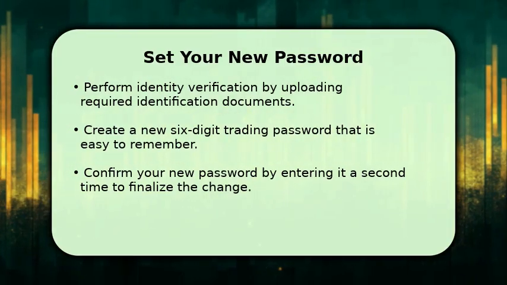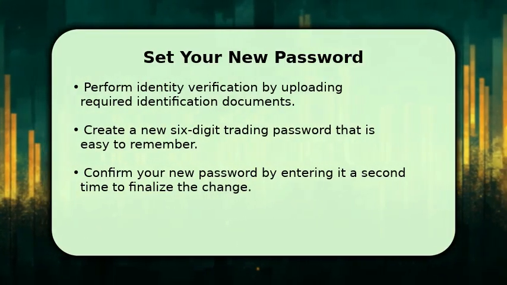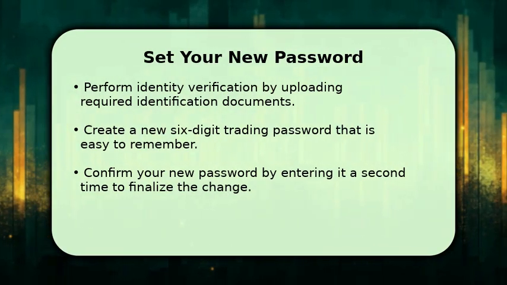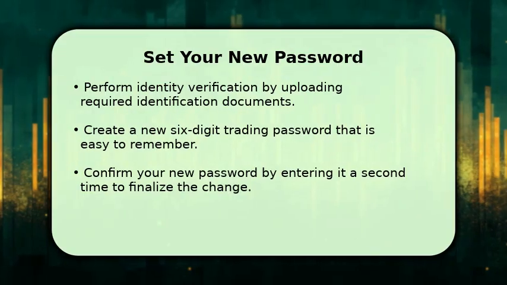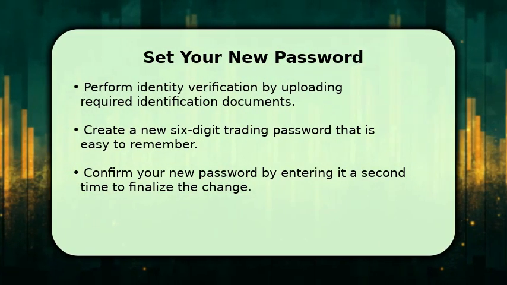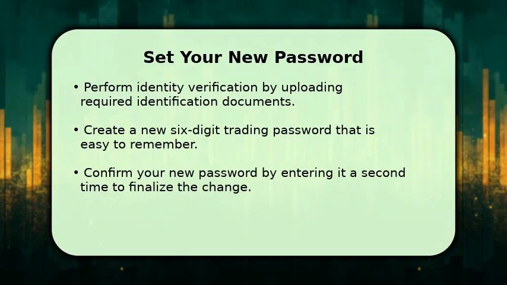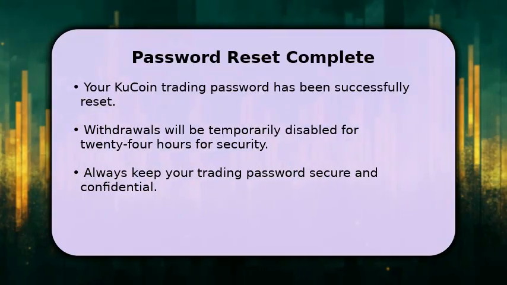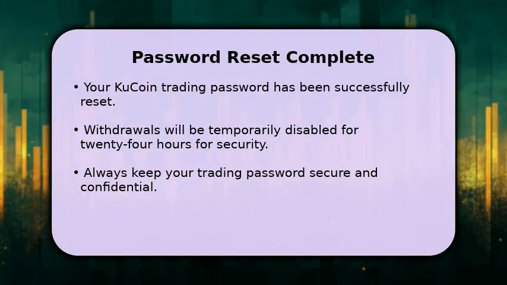Once your identity is successfully verified, you will be prompted to create a new trading password. Remember, this password must be 6 digits long and contain only numbers. Enter your desired new password, then confirm it by typing it again to ensure accuracy. Congratulations! Your KuCoin trading password has now been successfully reset.